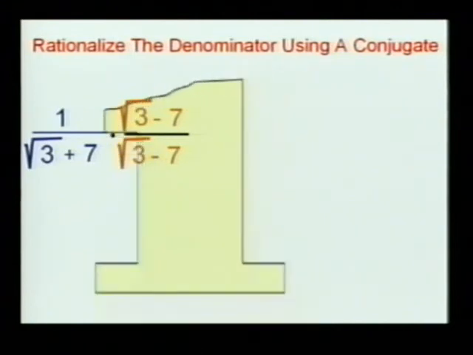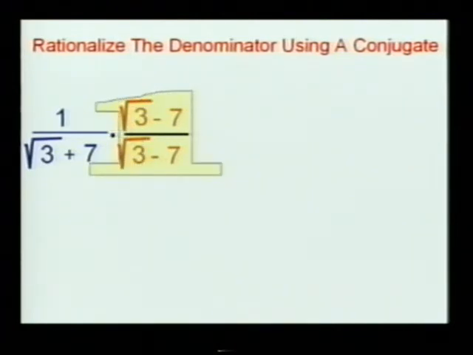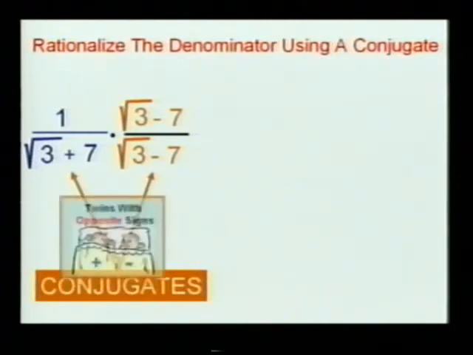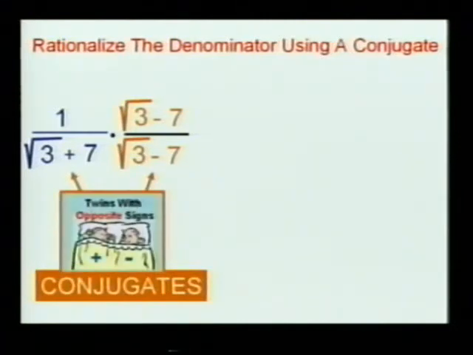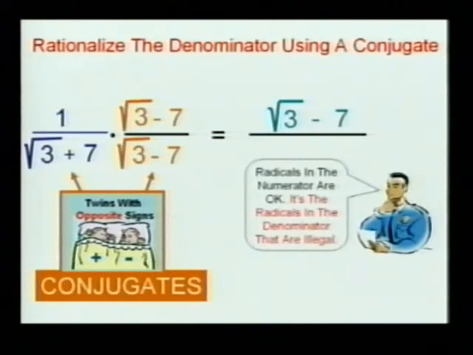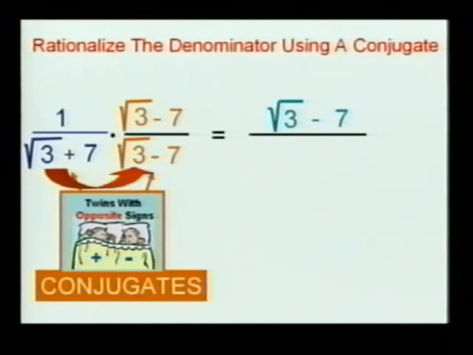If we have a plus or a minus, we're going to use our old buddies on the top and bottom that are conjugates. Remember what conjugates were? Twins with opposite signs. And the promise was, if I multiplied it, of course, the top would have a radical, but I'm allowed to have that. In the bottom, everything's going to work out real nice.